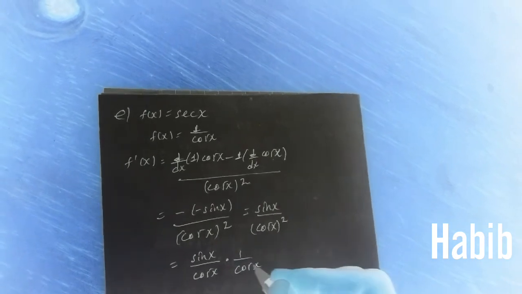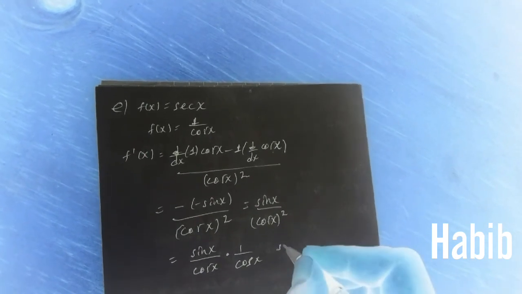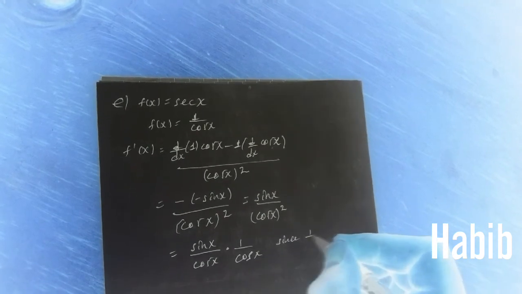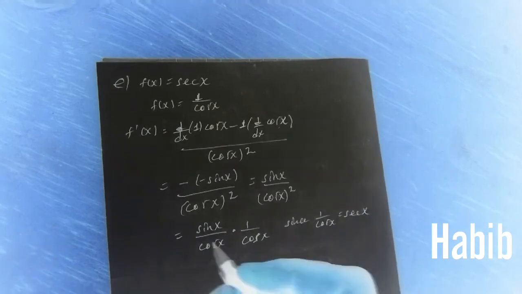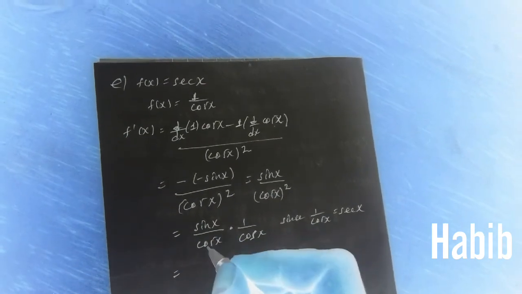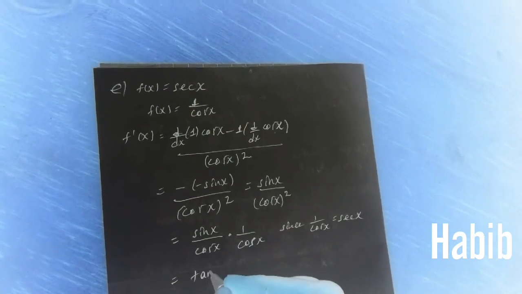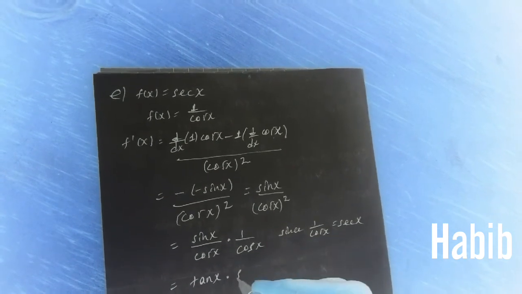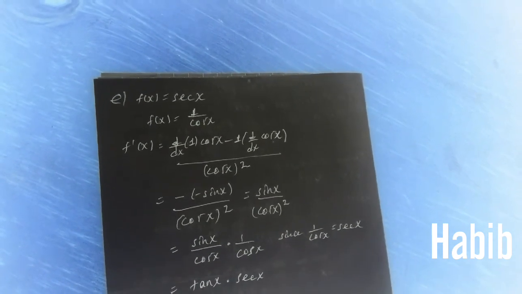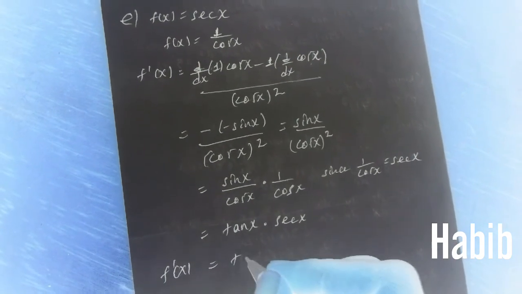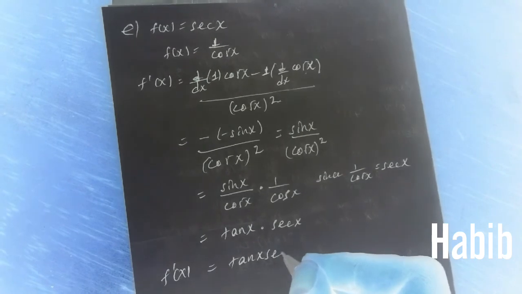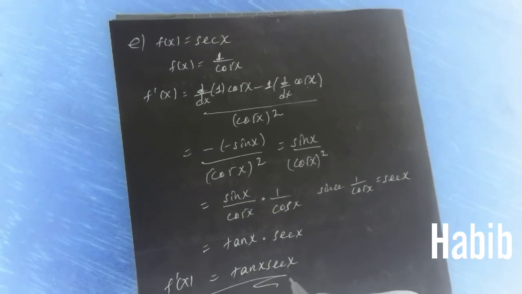As we know, sin x over cos x is tan x. Since 1 over cos x is sec x, we can rewrite this as tan x times sec x. Therefore, the derivative of f of x equals tan x sec x. Tan x sec x is the derivative function of sec x.